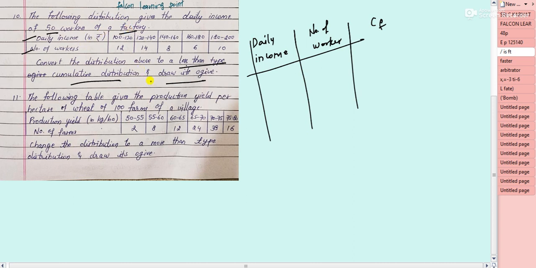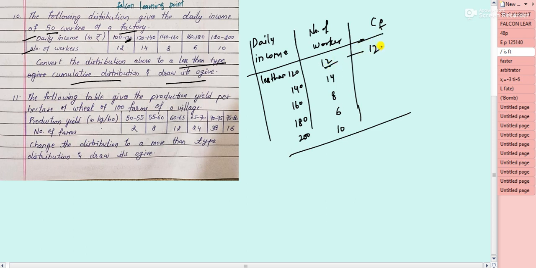For less than ogive you have to write here "less than". Less than what? The upper limit value: less than 120, again less than 140, 160, 180, 200. The frequencies you can write as they are: 12, 14, 8, 6, 10. But in less than ogive you have to find the CF. The first value remains as it is and the next keeps on adding. See, less than 120 were only 12, now less than 140 will include this 12 as well, correct? So 14 plus 12, that's what we are doing here.